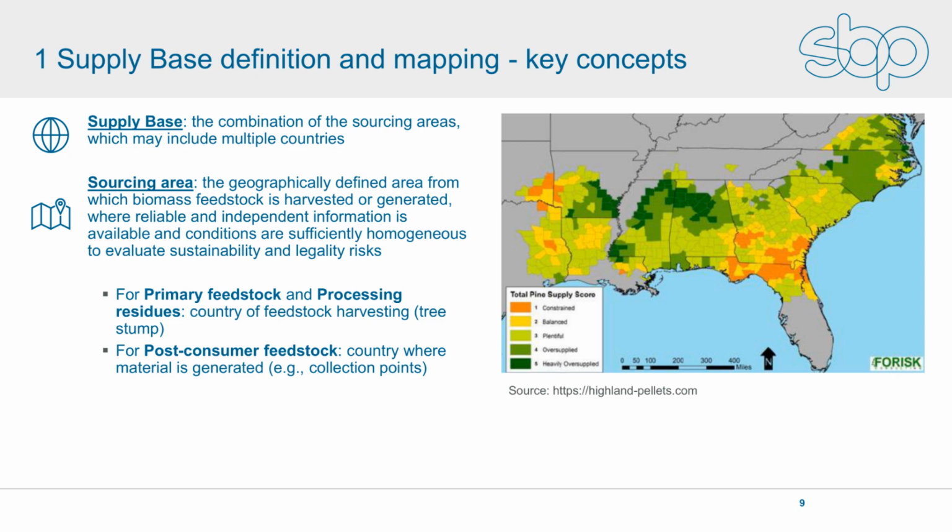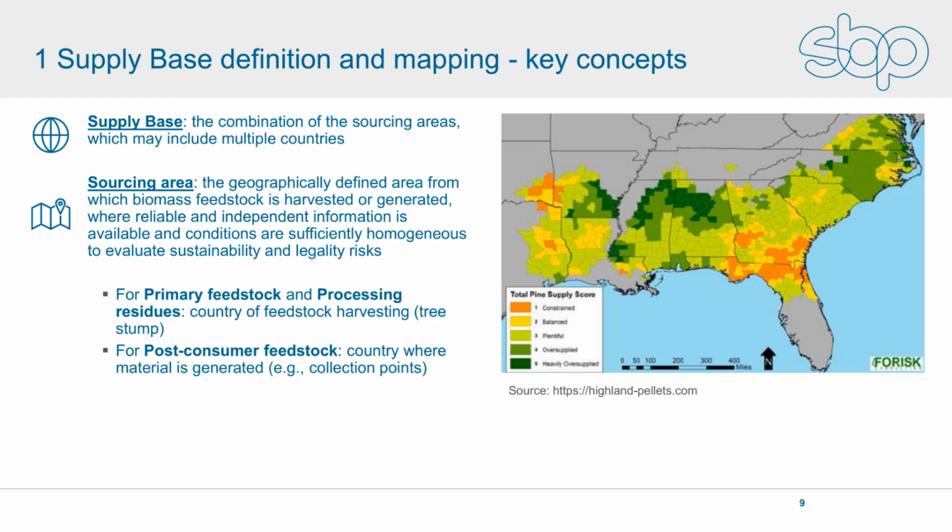For post-consumer feedstock, the logic changes. You cannot trace a post-consumer chip back to a specific stump. The material has already lived a full life cycle as a product. So for post-consumer feedstock, the sourcing area is the country where the material is generated. In practice, that means the collection points where post-consumer reclaimed material is gathered before it enters the biomass supply chain.